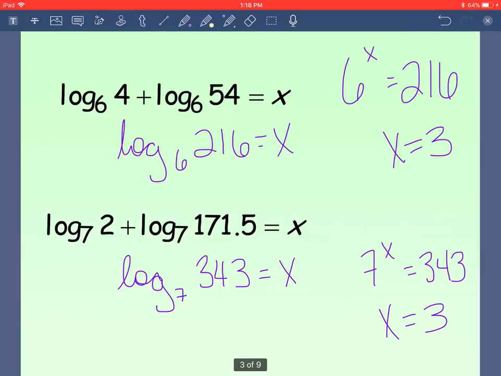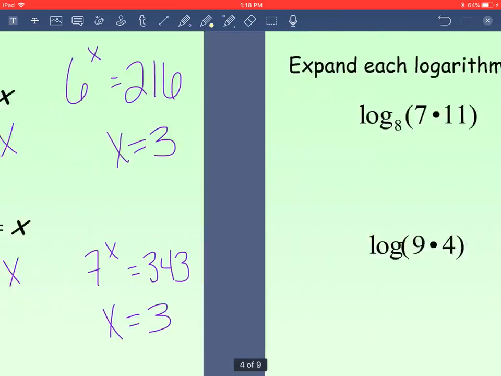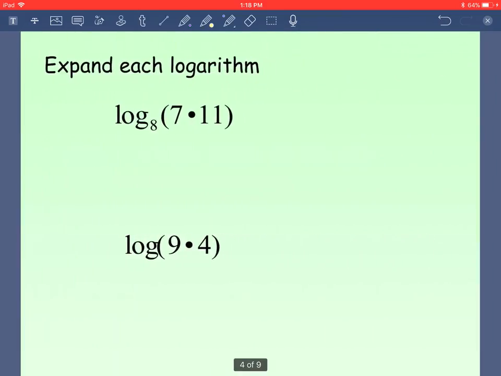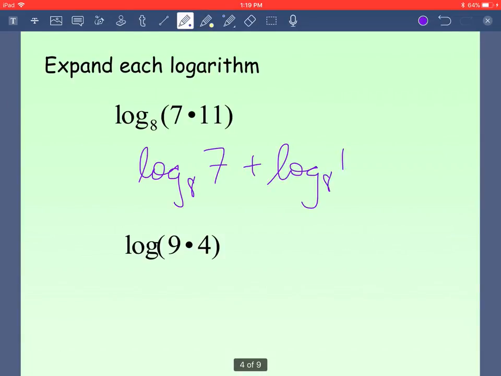So when you add 2 logarithms together, you can really multiply. When I'm expanding, so I'm just writing it from the short version to the long version, it's multiplication. So log base 8 of 7 times 11 can be rewritten as log base 8 of 7 plus log base 8 of 11.